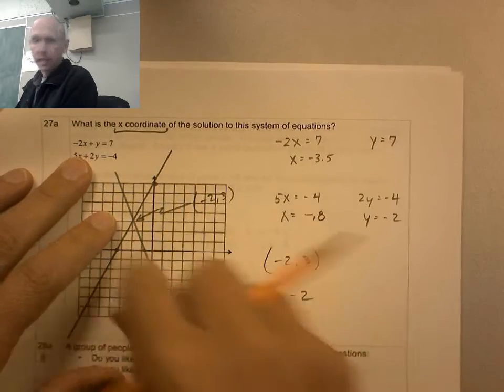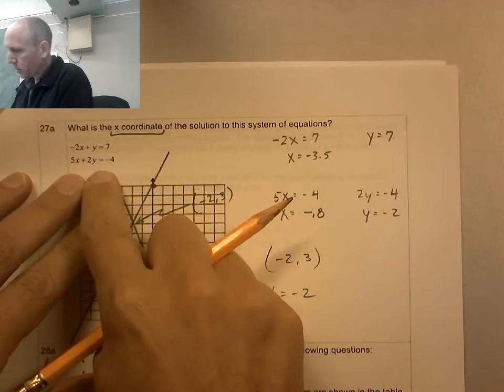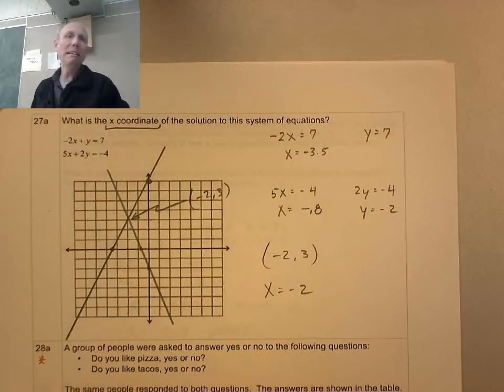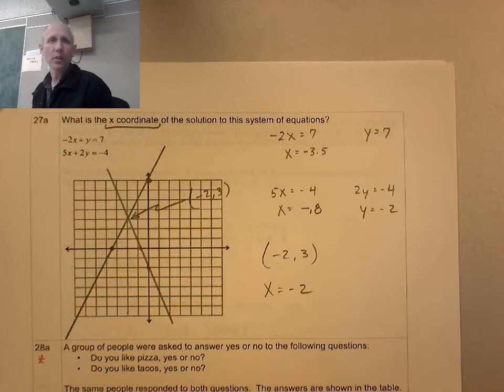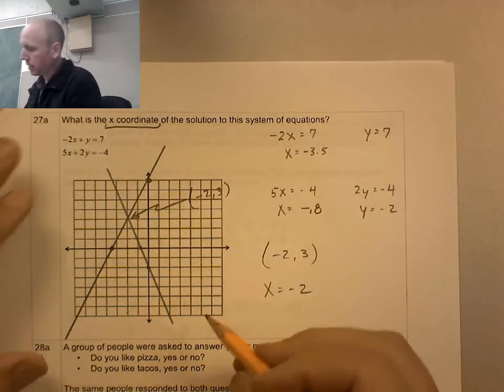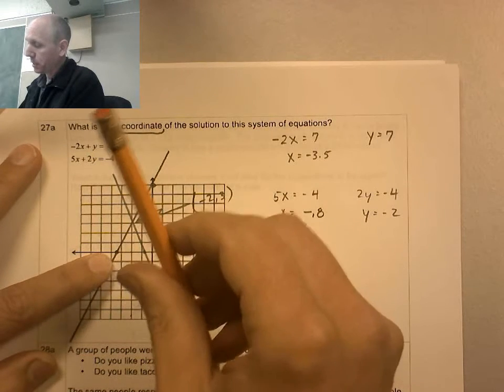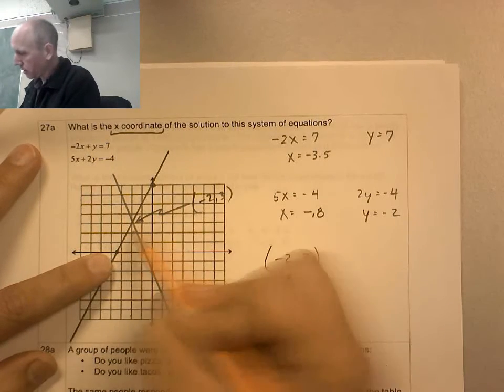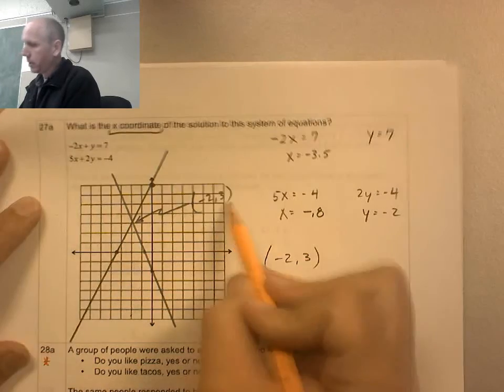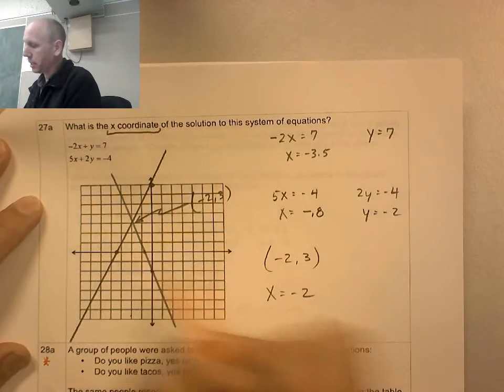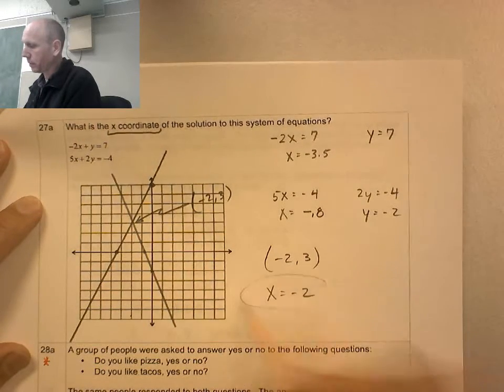Let's see, this guy is in standard form. They're both in standard form. I split them into 2 mini equations. I solve each mini equation, and then I plot the lines, or plot the intercepts, and draw it, and it looks like this came together at negative 2, 3. Notice it's asking for the x-coordinate. The x-coordinate is at negative 2 right there.